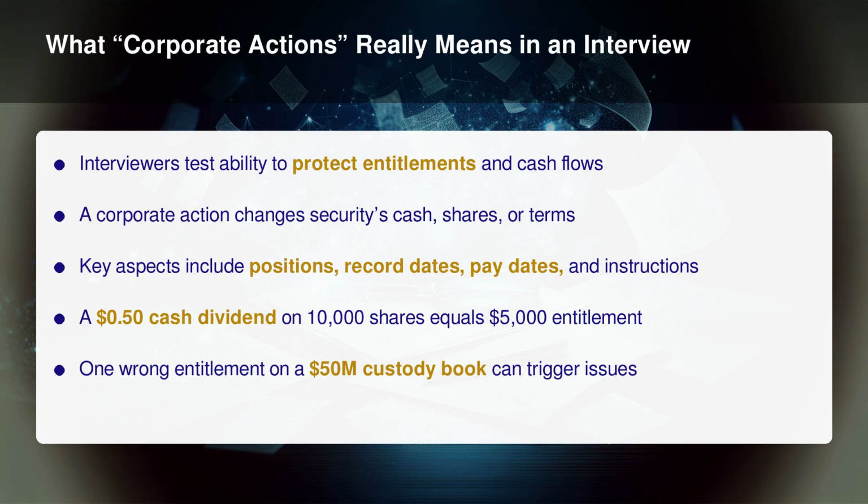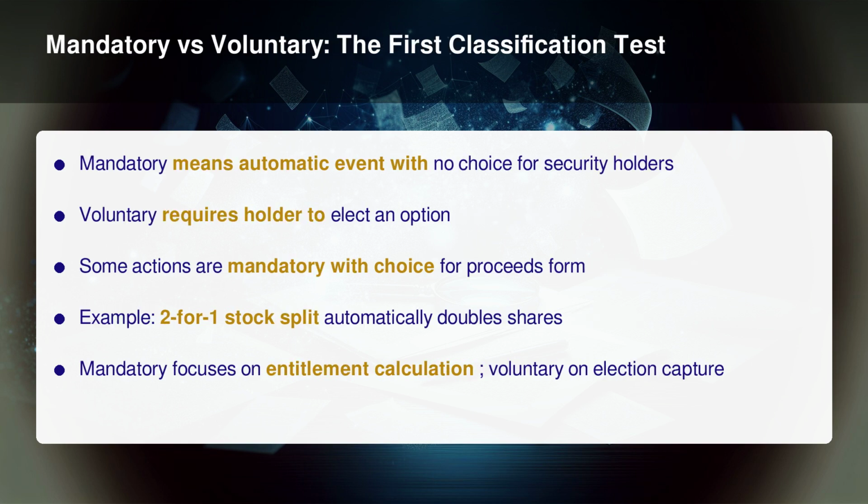To put this in perspective, one wrong entitlement on a $50 million custody book can trigger client claims, breaks, and regulatory scrutiny. Mandatory means the event happens automatically if you hold the security, no choice. Voluntary means the holder must elect an option. Some actions are mandatory with choice, where the event is mandatory but you can choose the form of proceeds.